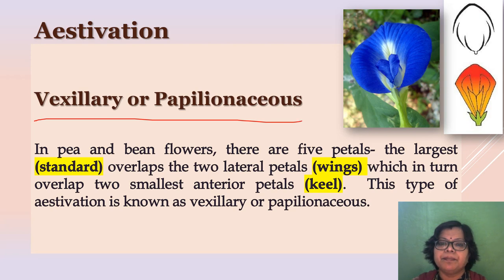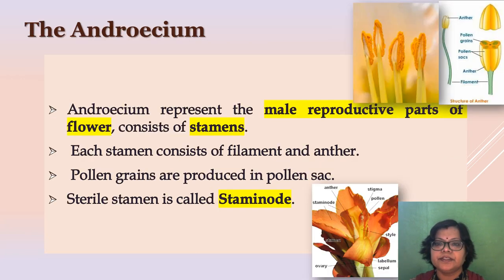Now the vexillary or the papilionaceous. Example, Aparajita, Clitoria, pea, right? In pea and bean flowers, we find 5 petals. Out of that, one is the biggest one, which is known as the standard, which overlaps the two lateral petals. These two are the wings, which in turn overlap the smallest anterior petals, which are called the keel. Okay, so these two are the keel. It is the standard, these are the wings. So this type of aestivation is known as vexillary or the papilionaceous. Aestivation is very important.